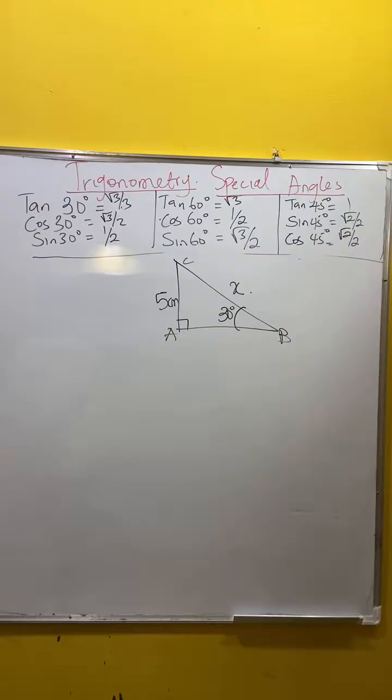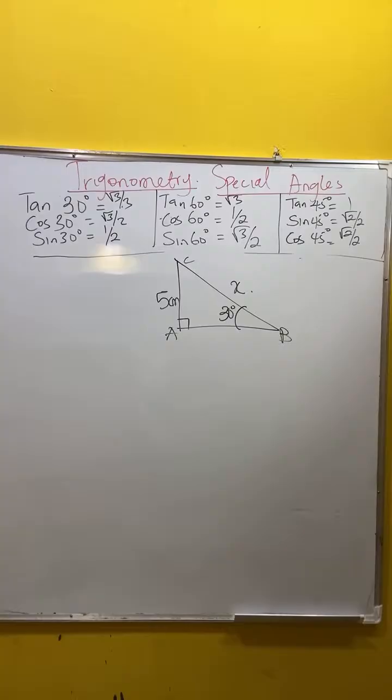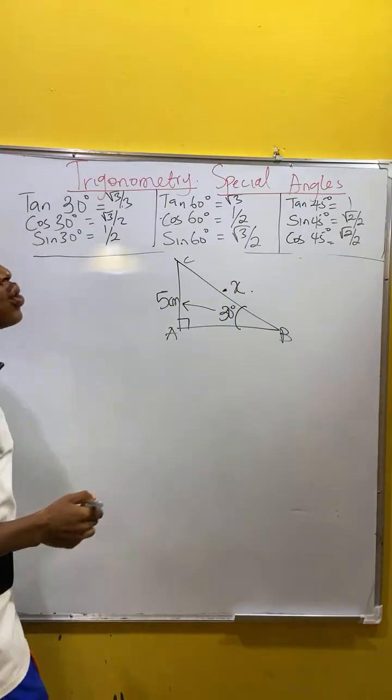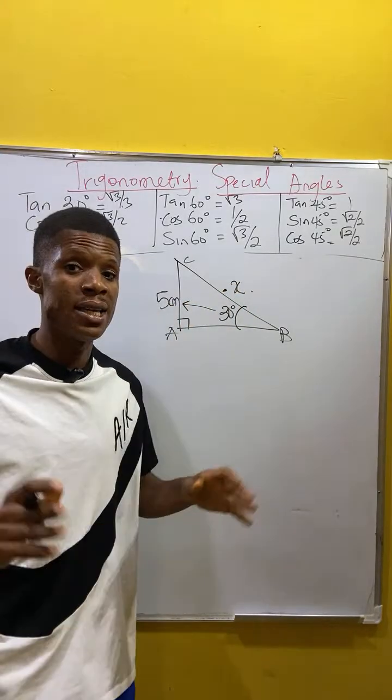So if you have any view, can you guess the ratio that can solve it? What trigonometrical ratio can solve this? Remember, we are given the opposite, and we are told to find the hypotenuse. This is very, very simple to do. This is opposite, and this is hypotenuse. So all we have to do here is very simple.